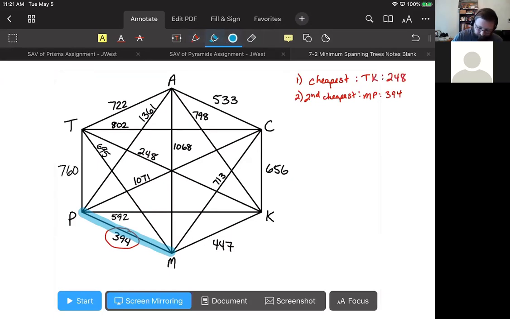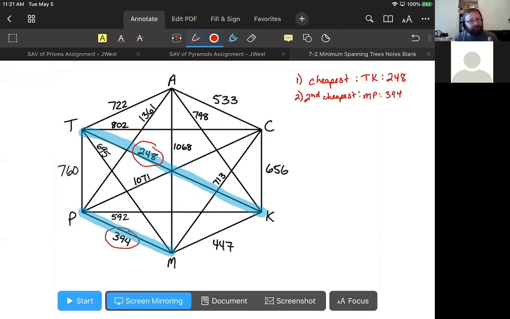Fortunately, since we're picking the 2 cheapest edges in the graph, making a mistake that early is not a problem as long as you get one of the 2 cheapest. Okay? Stupid me. All right, moving on. So there's our 2 cheapest edges in the graph. We've picked those out, TK and MP. Good catch on that one. I completely missed that as I looked at my graph. And that's why you need to take your time. Don't rush. Okay?